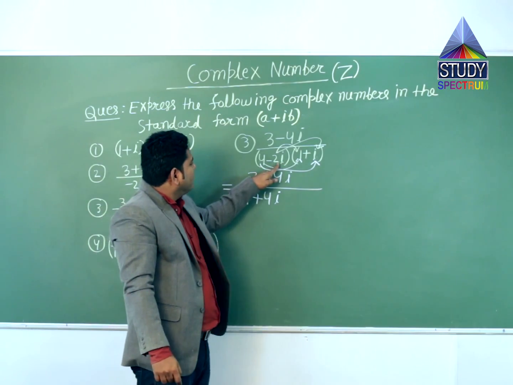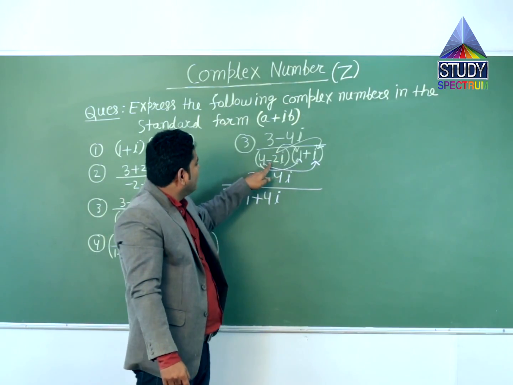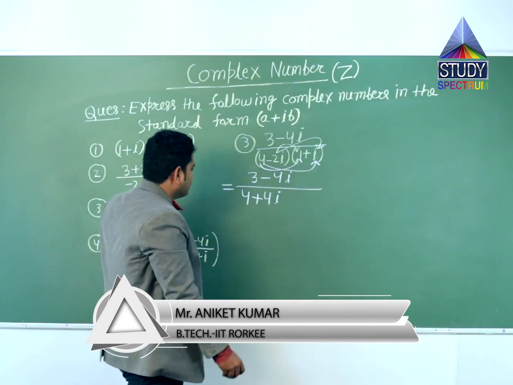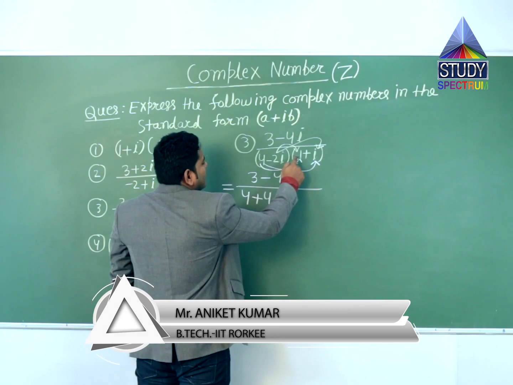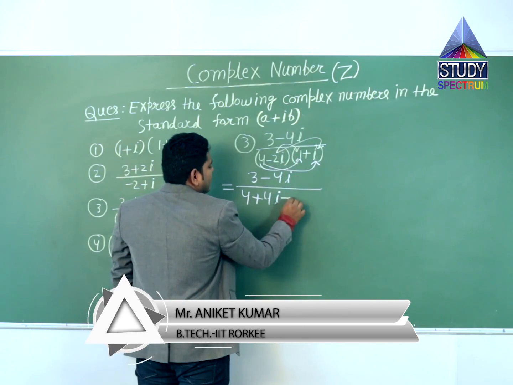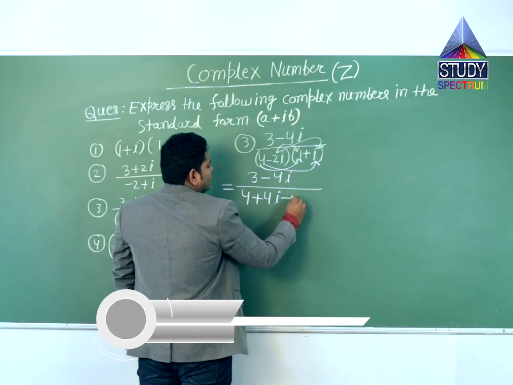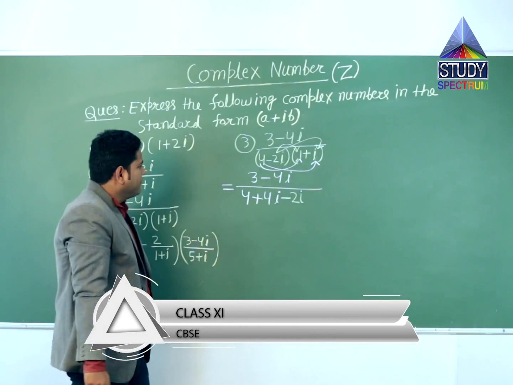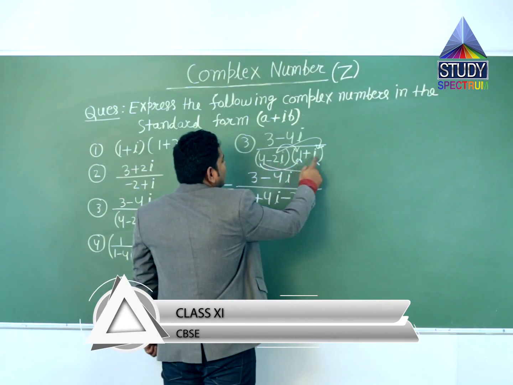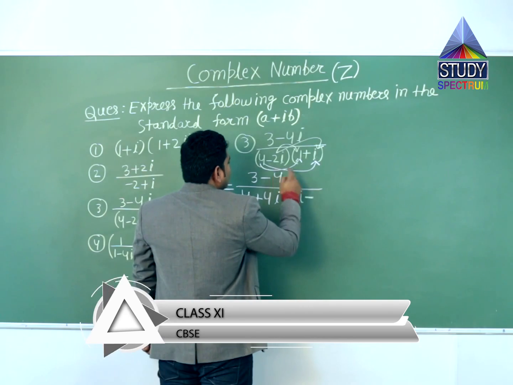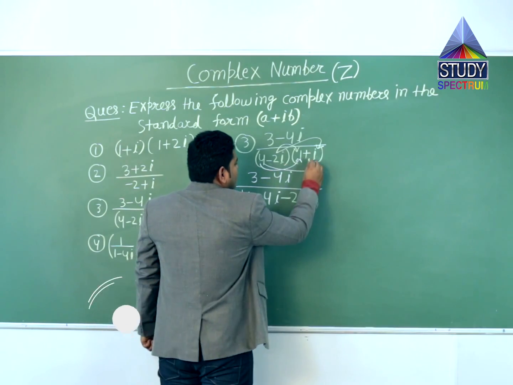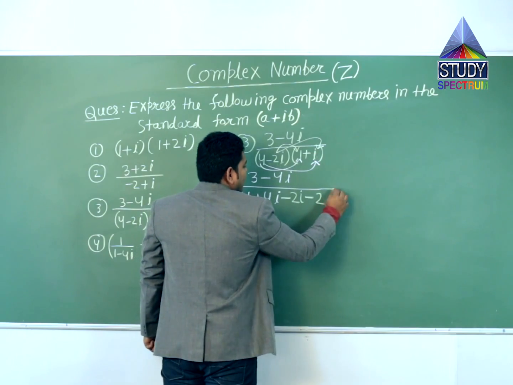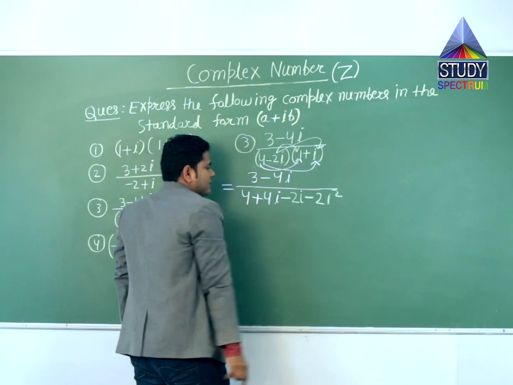Here minus 2i will get multiplied with 1, and minus 2i will also get multiplied with plus i. So minus 2i plus 1. So minus into plus is minus, and 2 into 1 is 2, and i is there, so minus 2i. Okay. So minus 2i into plus i. So minus into plus is minus, 2 into 1 is 2, and i into i is i square.